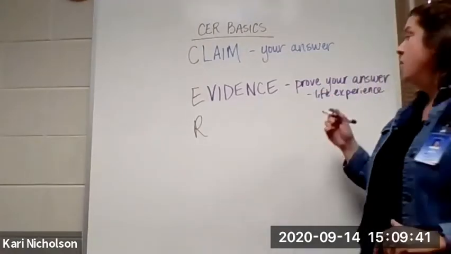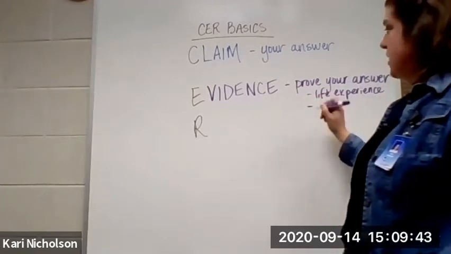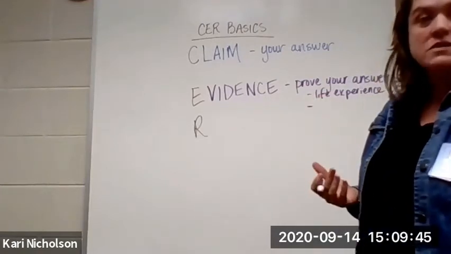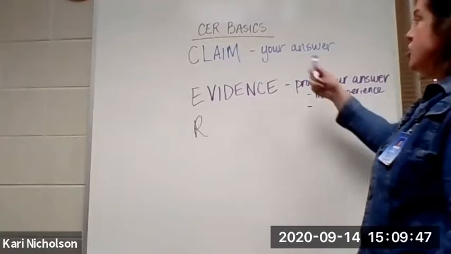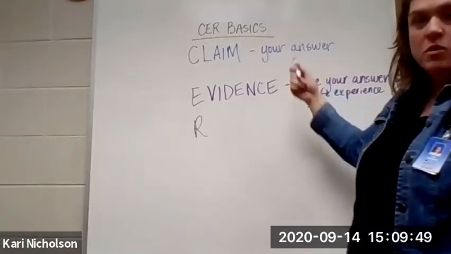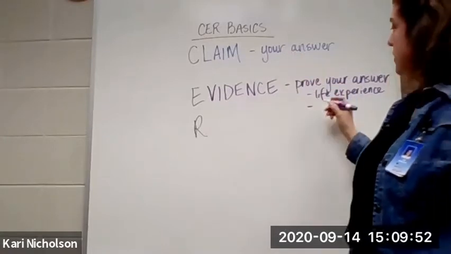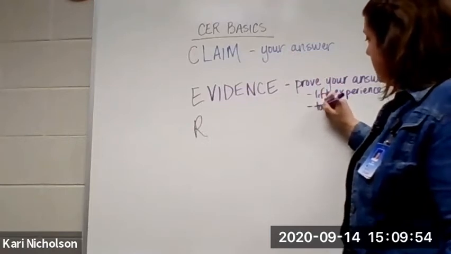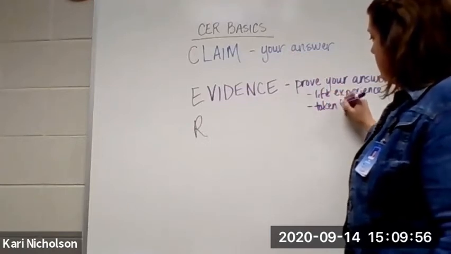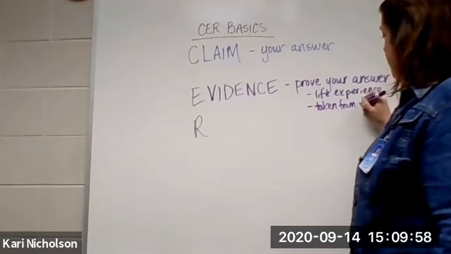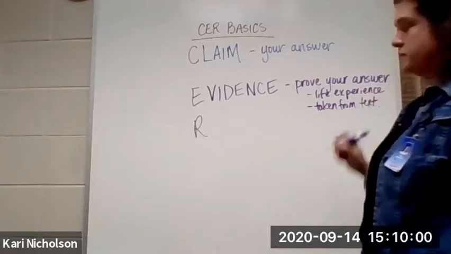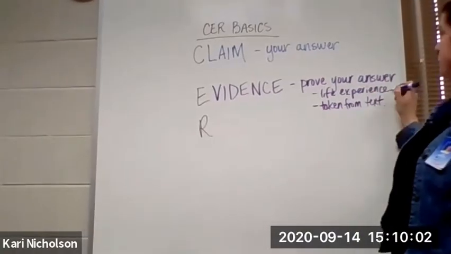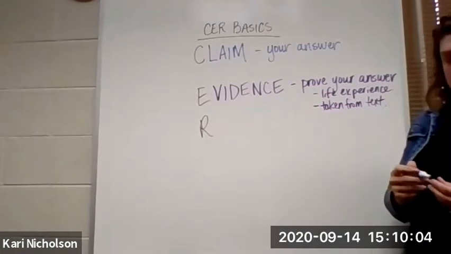But if I ask you a question about what the theme is of The Outsiders, you may give me an answer for that, but you have to prove it with evidence from the book. And this can be taken from the text. So there are two ways that you can get evidence.